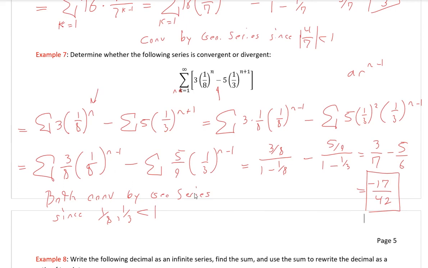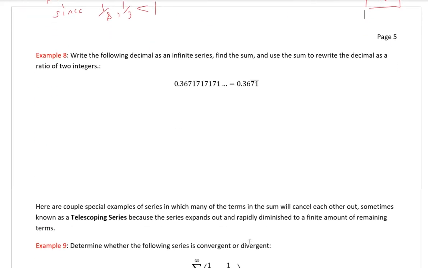Alright, so that's a couple examples using geometric series. The more you work with them, the more you'll recognize them and just get them into that form and check to see if r is less than 1. If it is, you're solid. Okay.